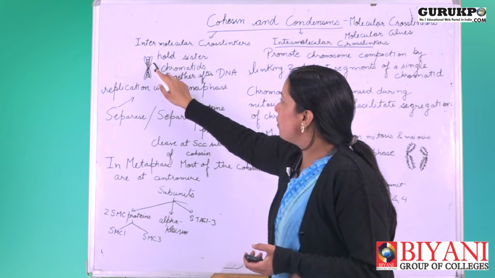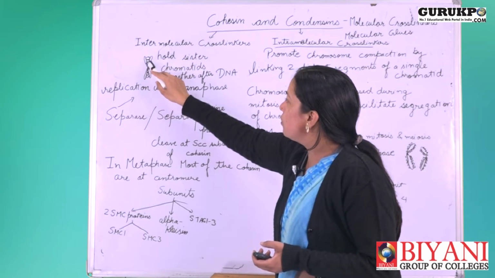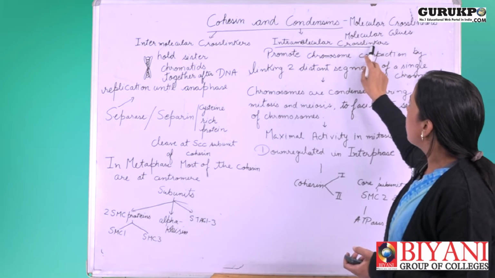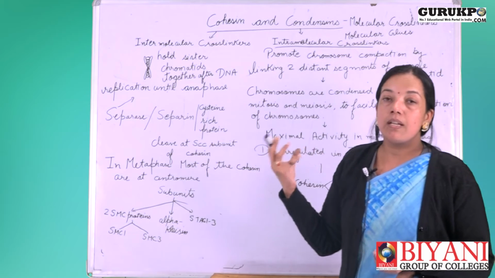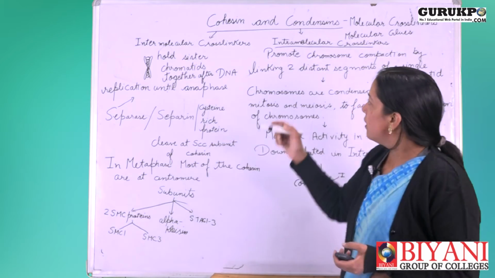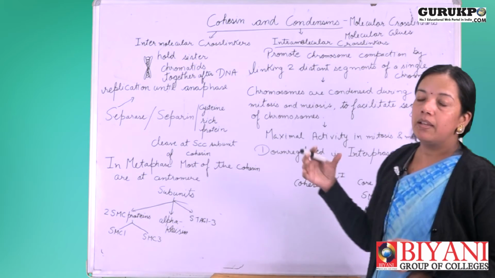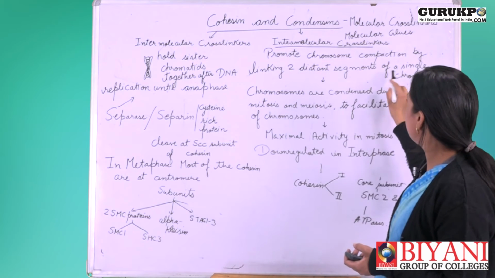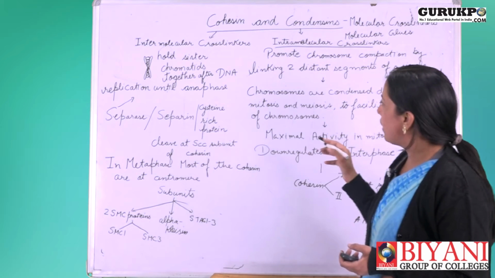These are the cohesins which are linking together the two chromatids. Now, these are the intramolecular cross linkers, or condensins. What are condensins? They cause condensation or compaction. They promote chromosome compaction by interlinking the same segments of the same chromatid.